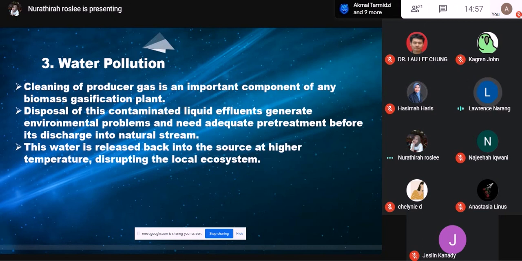Thank you for the question. Burning biomass will release various harmful gases such as carbon monoxide, nitrogen oxide, and volatile organic compounds, which all contribute to air pollution. So air pollution is the major problem to our environment.